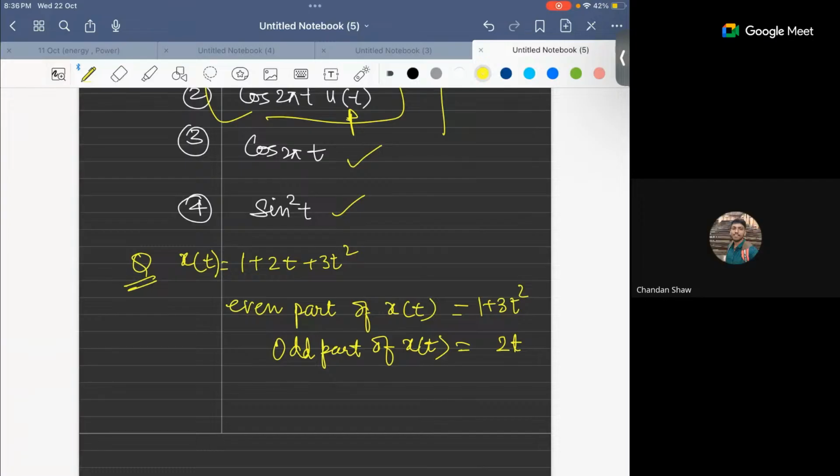Sir, 1 plus 3t square by 2 now. How do you calculate the even part? x(t) plus x(-t) by 2. Correct? So 1 plus 1 will be 2 upon 2, which is 1. And 3t square, sir. And then for the odd part, it will get subtracted and we will just be left with 2t. Correct? Yeah.